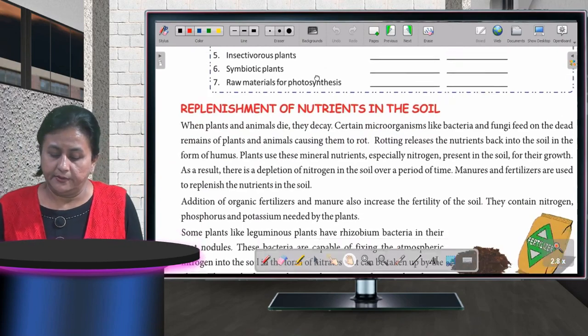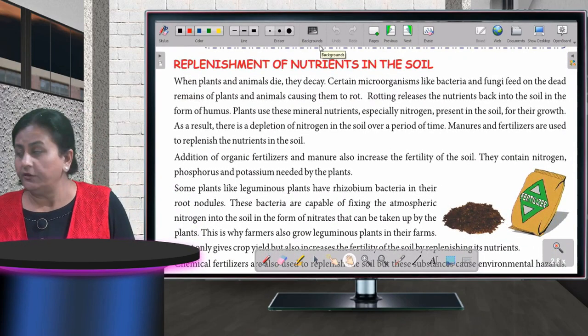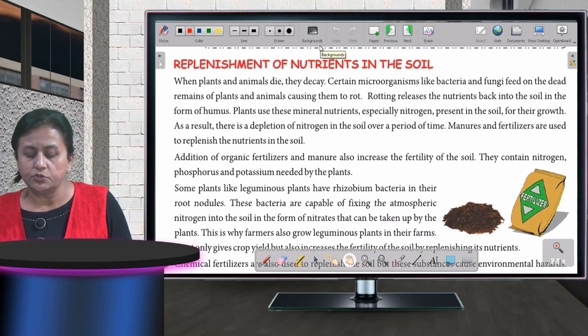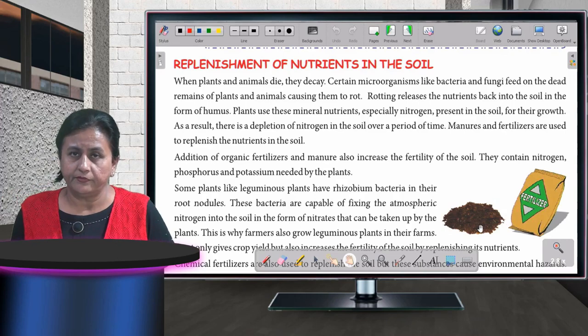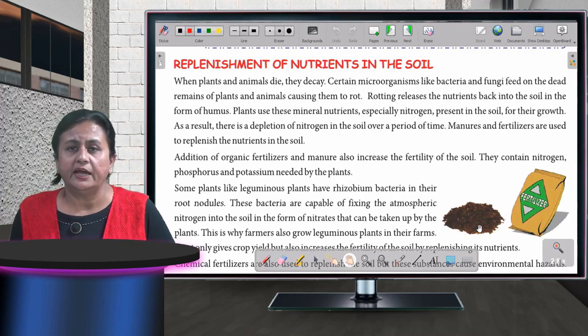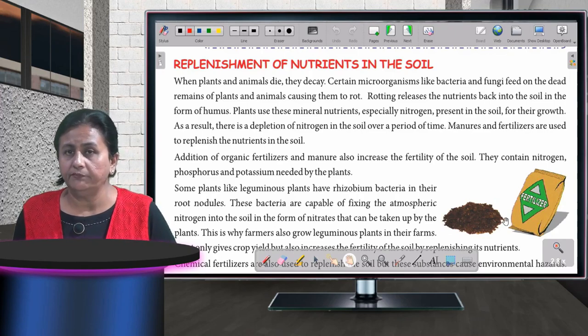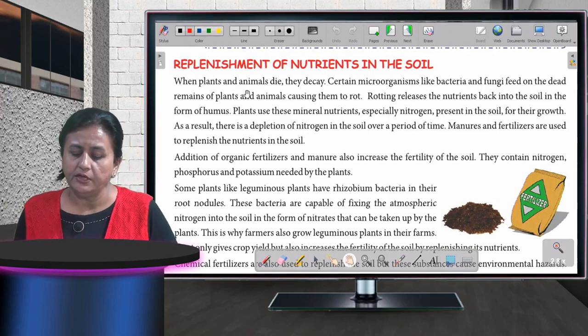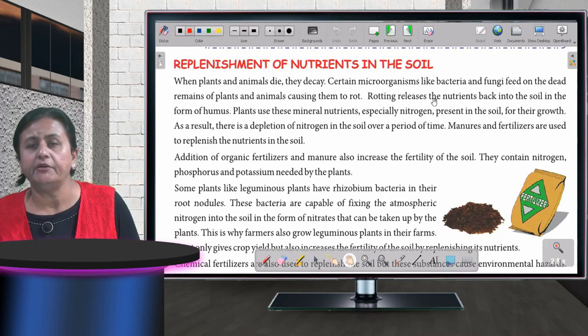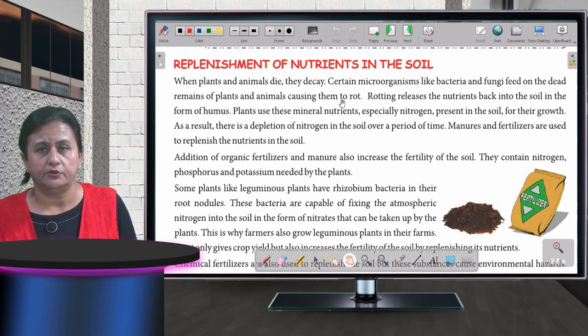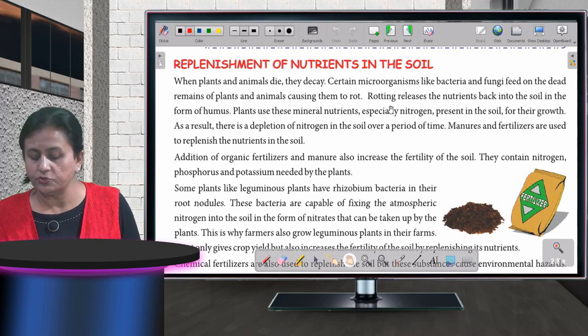You must have seen on your screen also, replenishment of nutrients in the soil. Where do we grow the plants? We grow all the plants in the soil, and plants also need certain things from the soil. When plants and animals die, everyone has to die, everyone who is born will definitely die. So when plants and animals die, certain microorganisms like bacteria and fungi feed on the dead remains of plants and animals and help them to rot. Rotting releases the nutrients back into the soil in the form of humus.